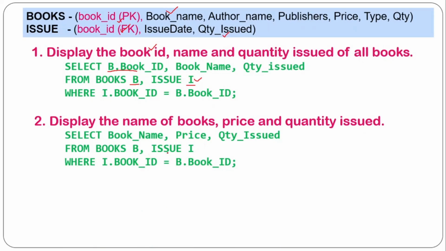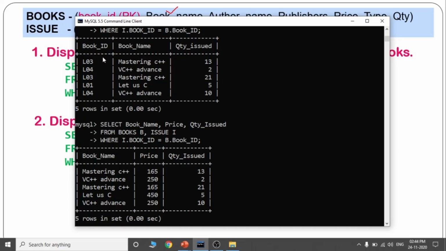Whenever we are joining two tables, we have to specify this join condition. Otherwise, the output will be a Cartesian product. The output will be, instead of book ID as in the previous query, the book name is displayed, and the price and quantity issued are also displayed.